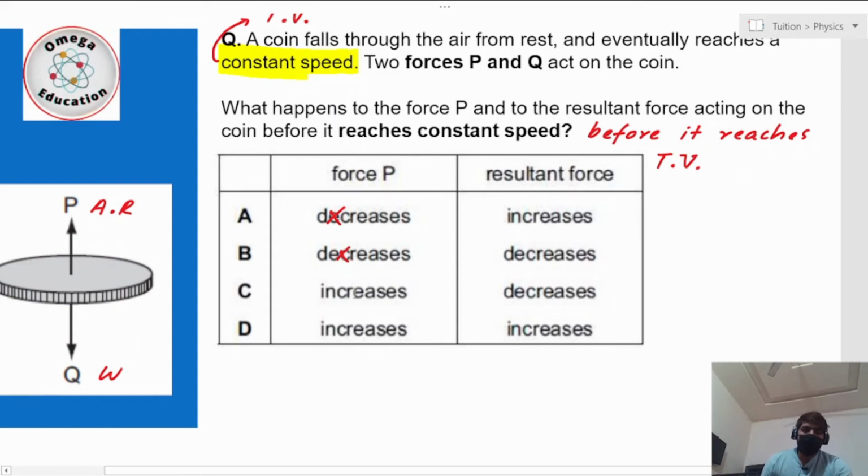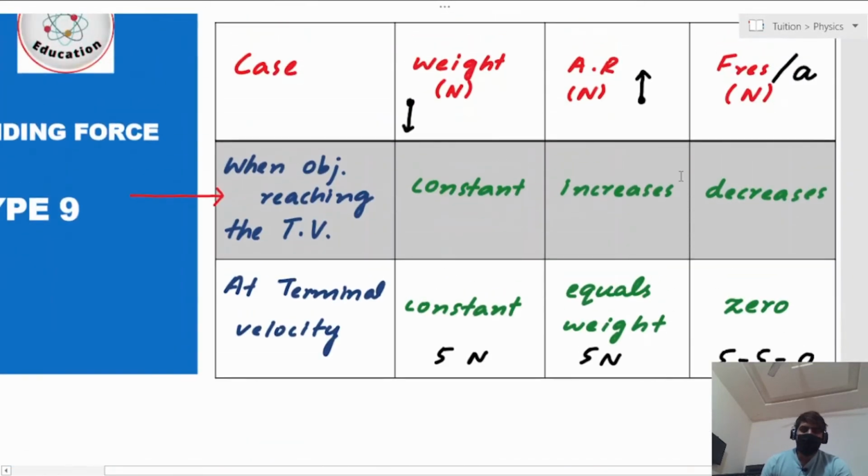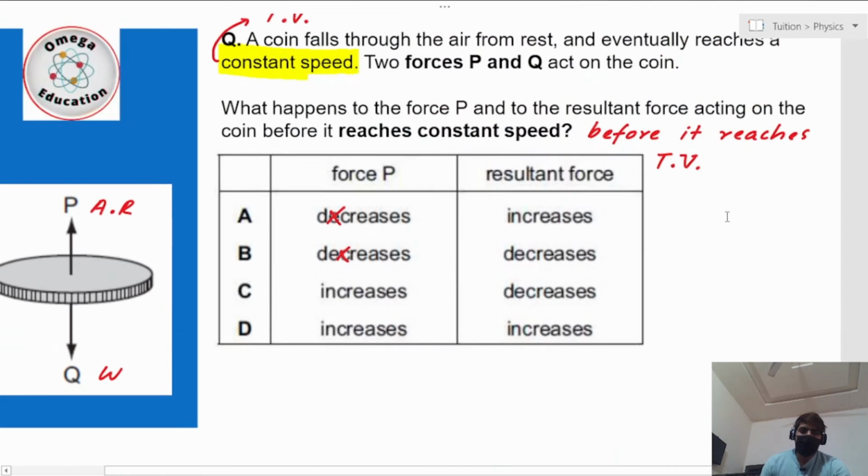Force P increases, and what happens to the resultant force? The resultant force decreases. So it has to be increases from here, decreases from here. It has to be option C. So C is the right answer for this one.